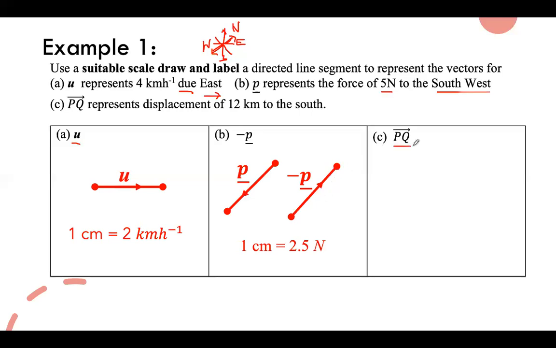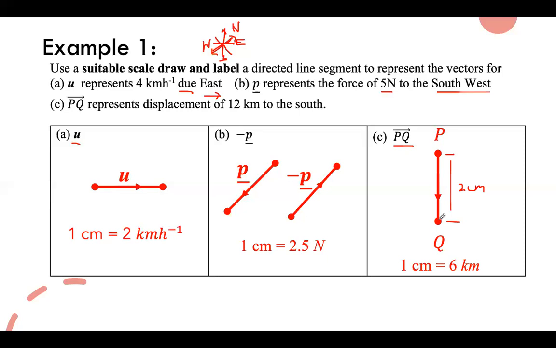The next one is C, PQ. PQ is displacement of 12 km to the south. To the south means going this way. So we represent 1 centimeter to 6 km. Therefore, you draw 2 centimeter from this point to this point. The above point is P, the below point is Q. The length here must be 2 centimeter. The arrow is going down from north to south.